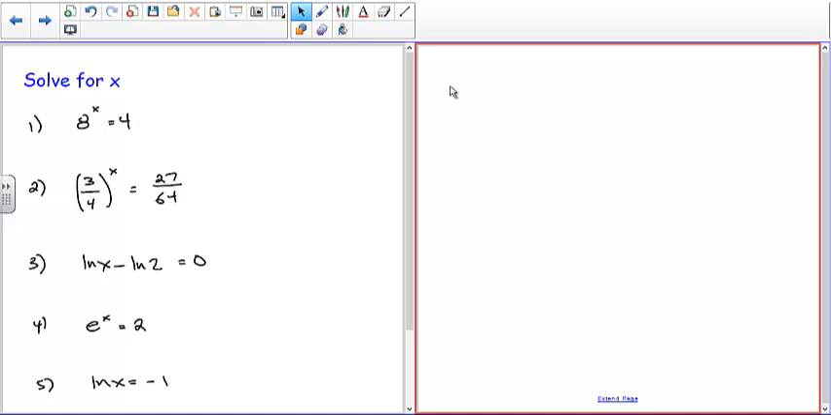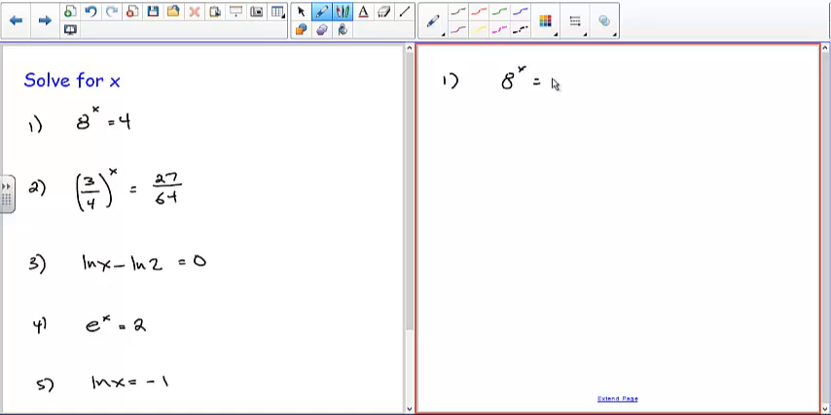So sometimes you can work them out using reasoning techniques, but then there are some other more straightforward ones. So for example, this first problem, what power do I raise 8 to get 4?